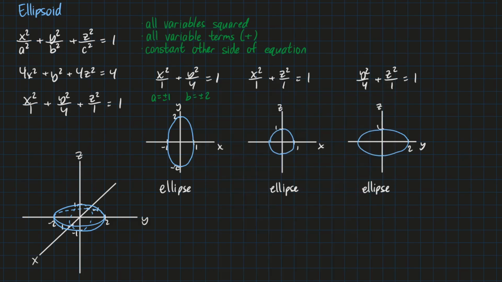One thing I do want to edit real quick is the constant doesn't have to necessarily be on the other side of the equation to start with. If you're given an equation and you want to identify it's an ellipsoid, it may be on the side with all the variables, and you just have to subtract or add it to the other side. So I'll just leave the third point as constant.